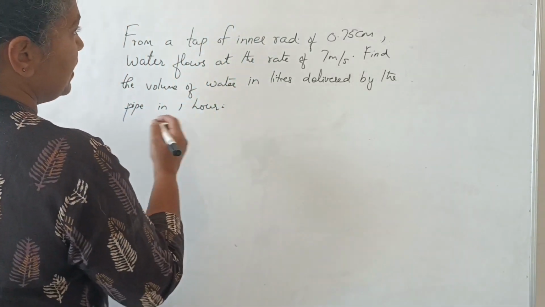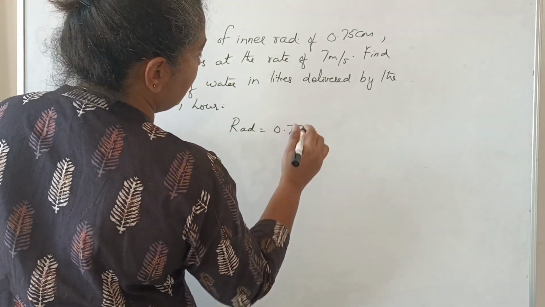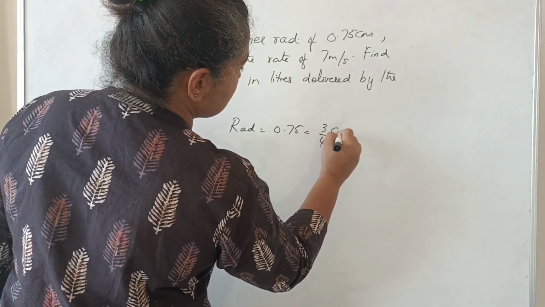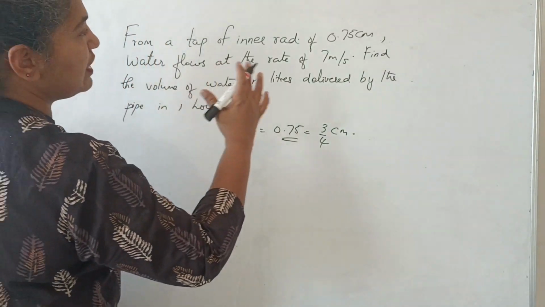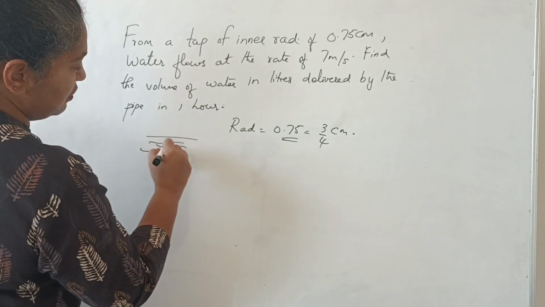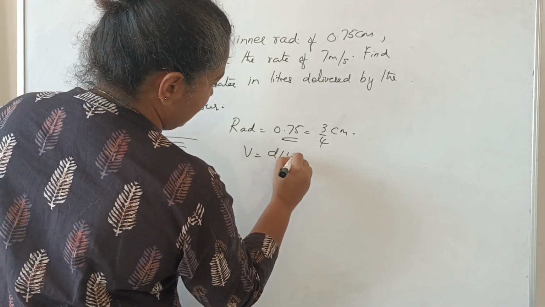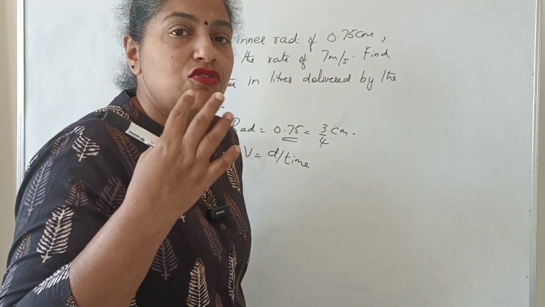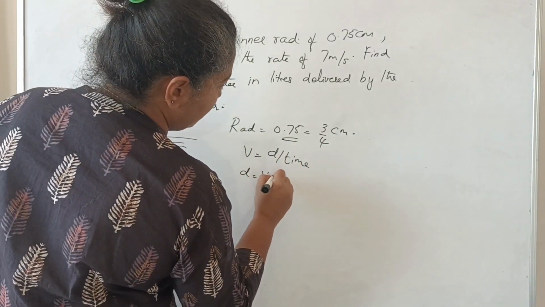Okay. So now we have the radius of the pipe as equal to 0.75 centimeter. I am going to keep everything in centimeters. So I will get 3/4 centimeter. I converted this into fraction. Now water flows at the rate of 7 meters per second. Now you have a pipe and there is water flowing. You know that velocity is equal to distance by time. I told you that for flowing water, the length is always given by the distance. Okay. So my distance is equal to velocity into time.